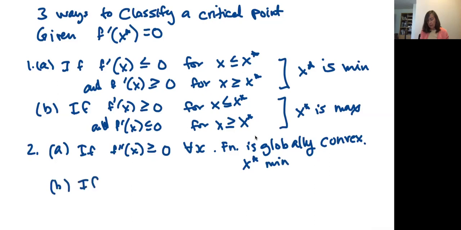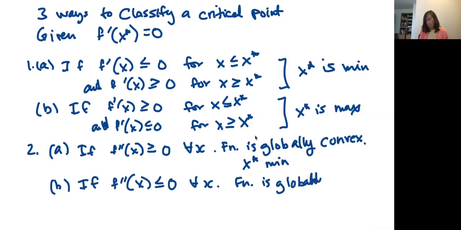The other case: if the second derivative is less than or equal to 0 for all x, this is the function that is globally concave. And that means that the critical point would be a maximum. Okay, so two ways here to classify critical points.